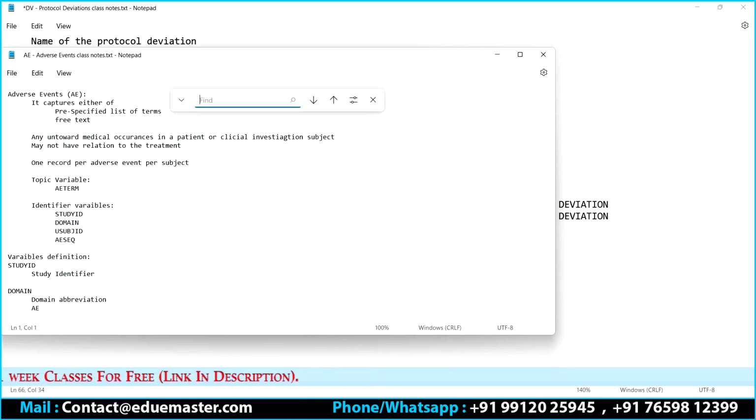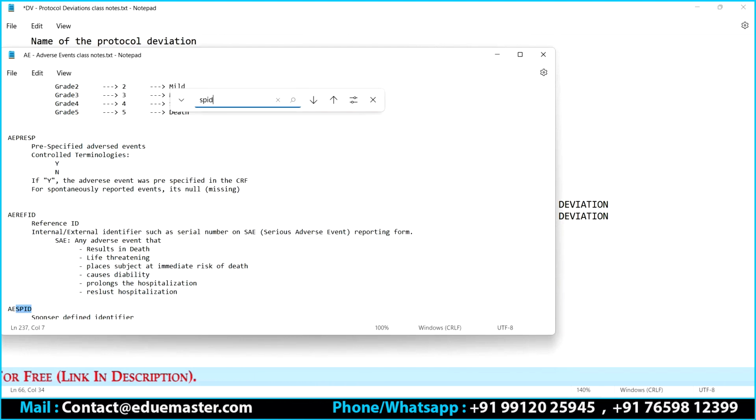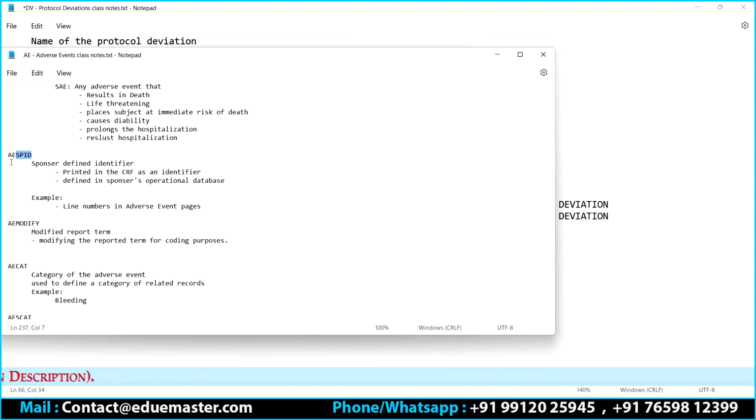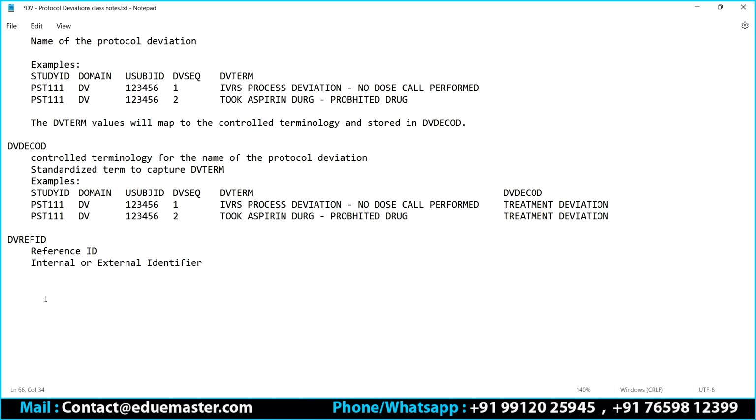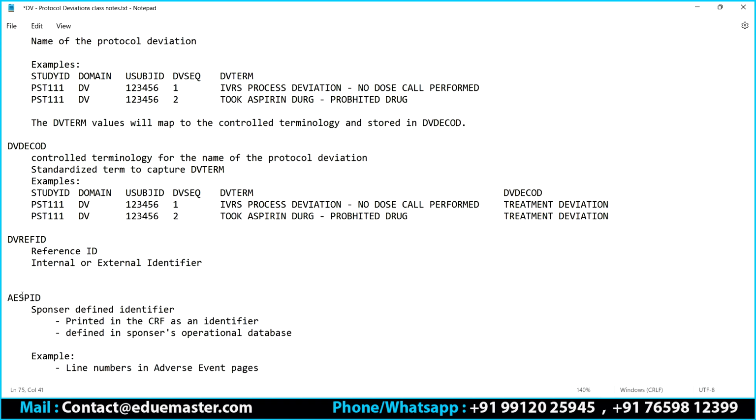the similar one, I'll search for one more thing here. Yes, can you see this? Sponsor defined identifier, correct? The same thing will come here as well. You call that DVSPID, sponsor defined identifier. It is not a derived one. It will be as available in your CRF, or it will be defined in your sponsor's operational database.